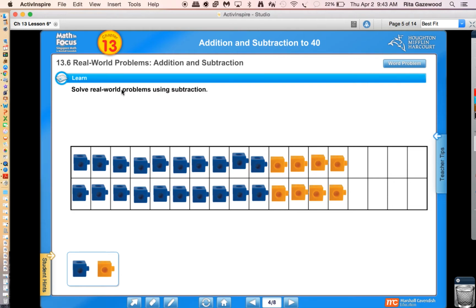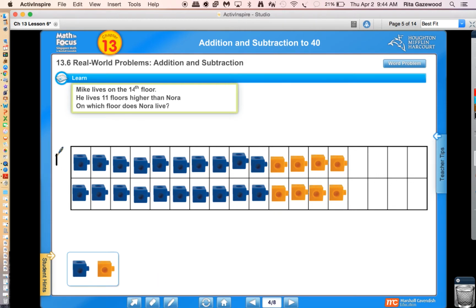We're going to solve real-world problems using subtraction again. So let's find out our problem. Mike lives on the 14th floor. He lives 11 floors higher than Nora. On which floor does Nora live? So here's Mike. Mike lives on the 14th floor. So we have 10, 11, 12, 13, 14. He's on the 14th floor. And he lives 11 floors higher than Nora. So we want to figure out on what floor does Nora live.